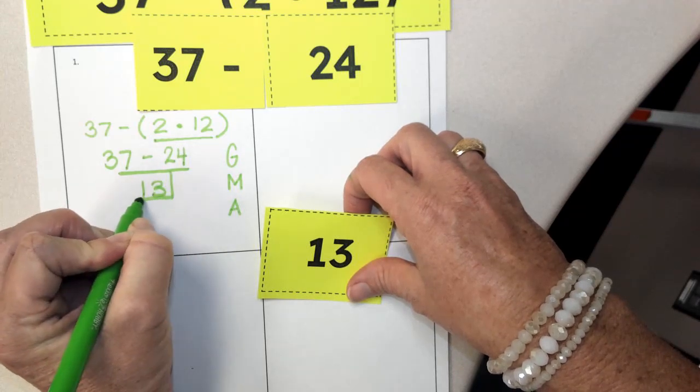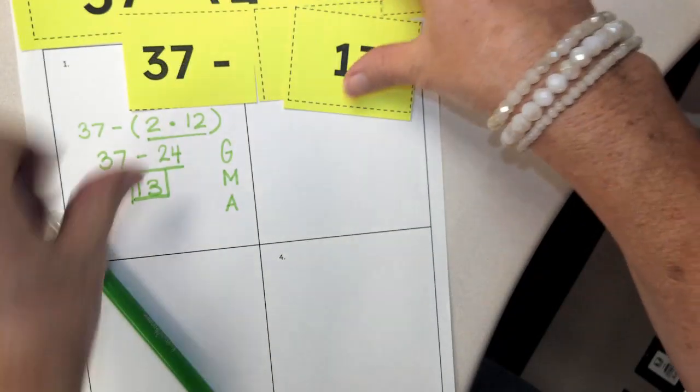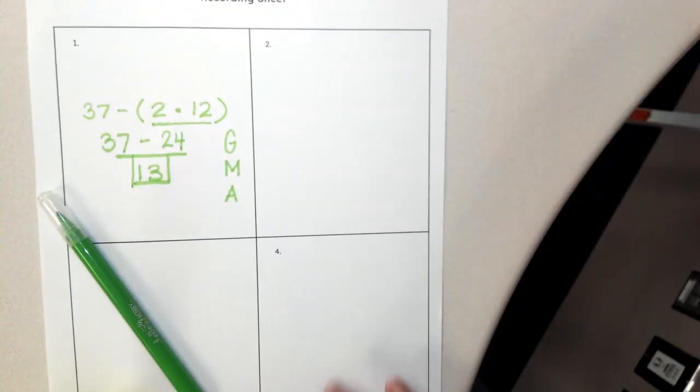Once we get 13 as our answer, we're going to box it in, and we're going to go ahead and put these pieces back in the baggie. I'll see you back for problem number 2.